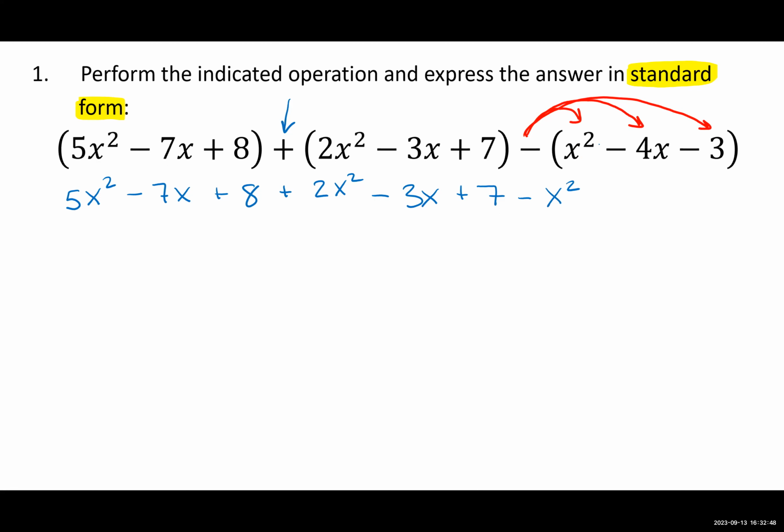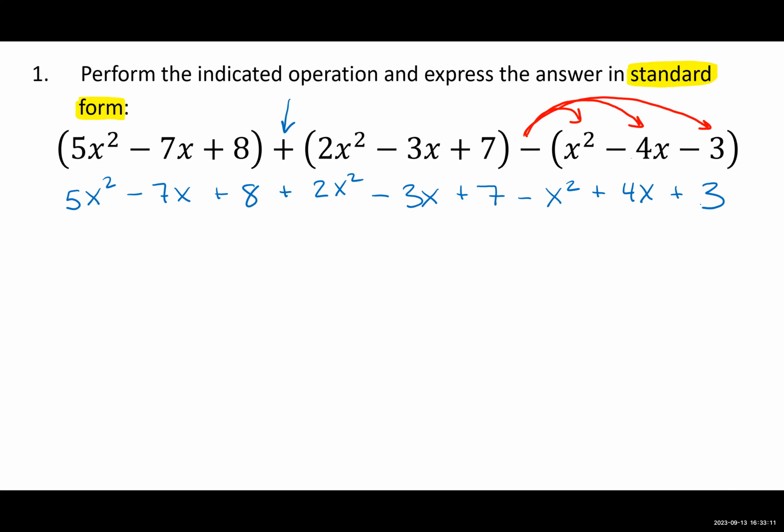And then we're subtracting a minus 4x. All right, 2 minuses make a plus. So minus a minus 4x is plus 4x. And then we're minusing a minus 3. Again, 2 minuses make a plus. So that's a plus 3.